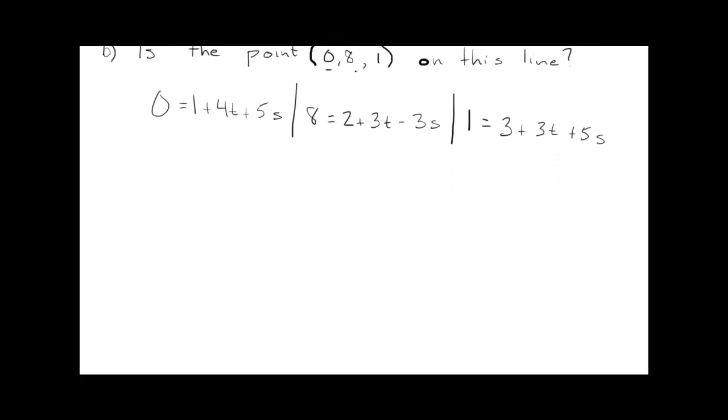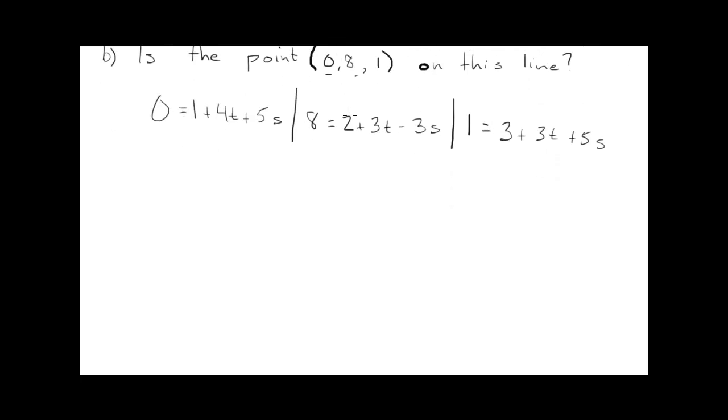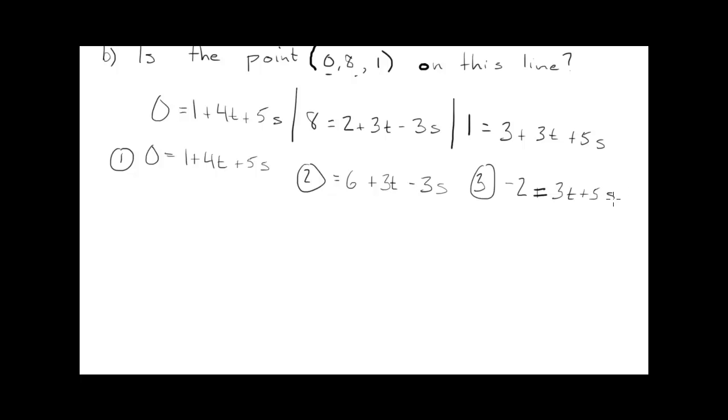Alright, so we have this. We can simplify this a bit. So 0 equals 1 plus 4t plus 5s. Couldn't really simplify that one. That's equation 1. Equation 2 goes 6 equals 3t minus 3s. And equation 3: negative 2 equals 3t plus 5s. Okay, so these three equations.